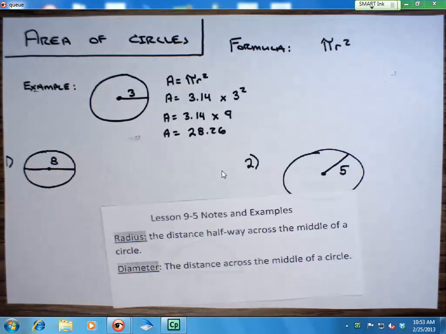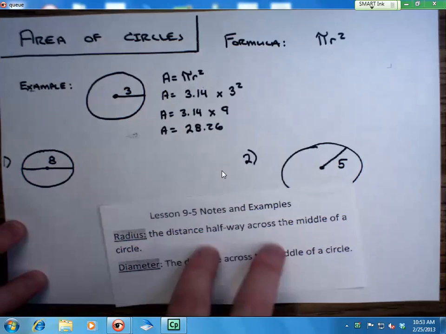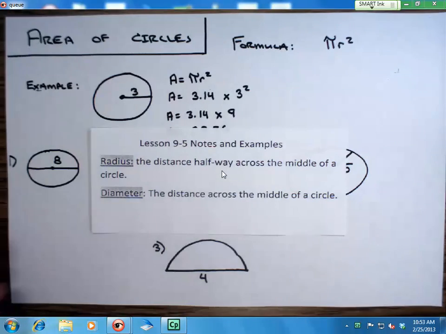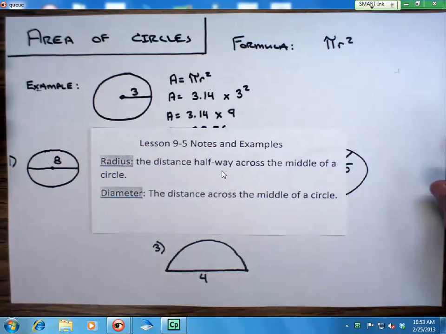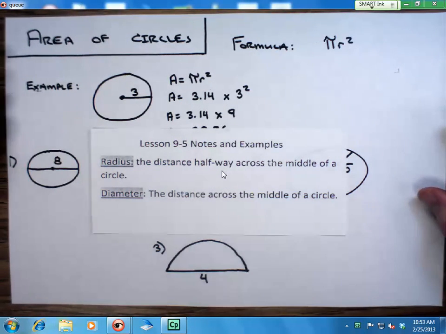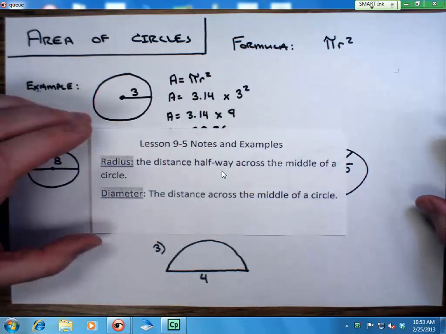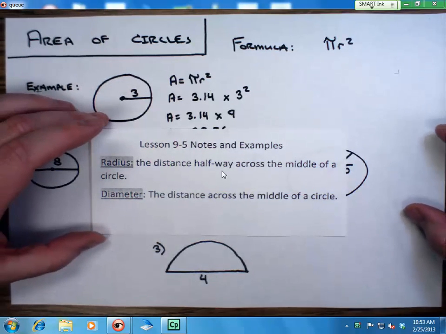Alright, today we are going to continue our work with area, except today we're working with circles. We do have two vocabulary words today, one being the radius, which is the distance halfway across the middle of a circle, and the next one being diameter, which is the distance across the middle of a circle.